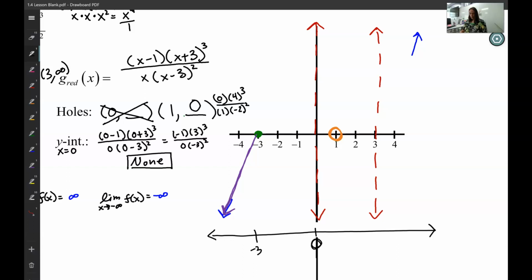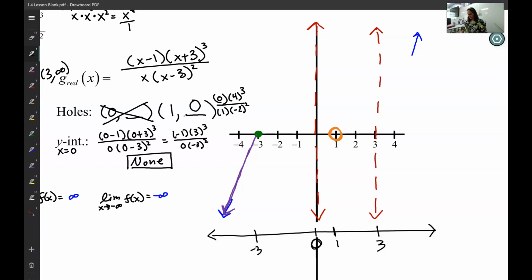I'm going to have this hole at 1, because that hole is on the x-axis, so that could be a place where it bounces off the hole or goes through the hole. And I'm going to have 3. That's a place where it could change from positive to negative or vice versa. So I'm going to start over here with -3. I want you to pause the video, pick a number left of -3, say -4, plug it into our reduced version, and see if it's going to be positive or negative. You should get negative, like we've already seen in the graph.